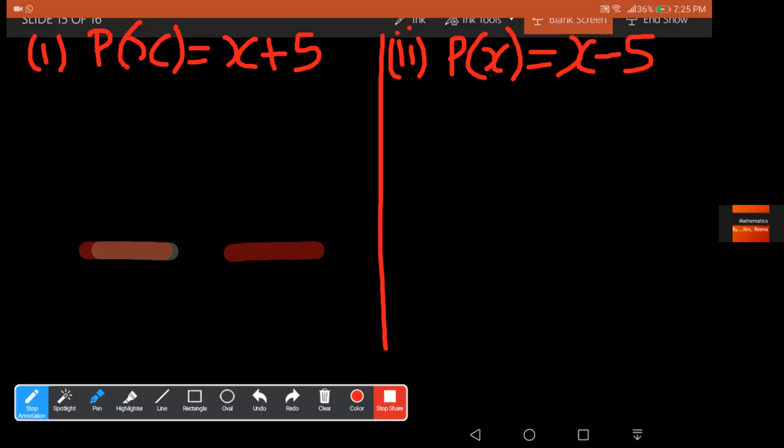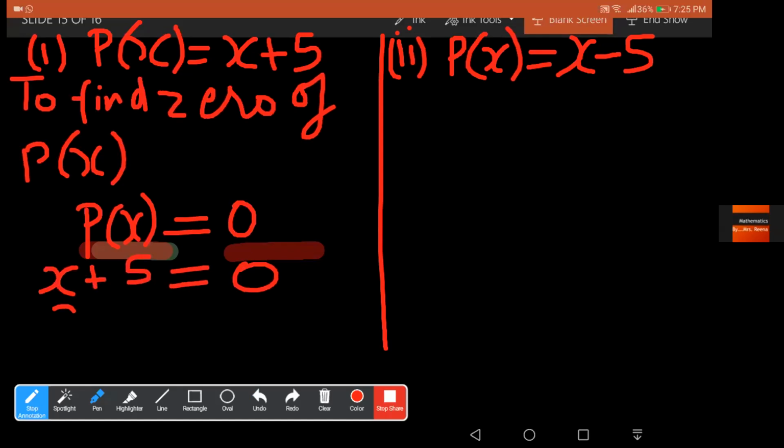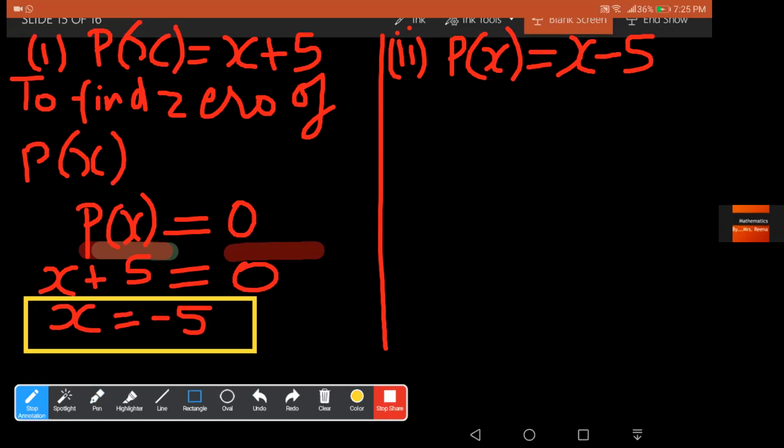So how do we find the zero of any polynomial? To find the zero of P(x), what we will do, we will take P(x) equal to 0. We put P(x) as 0. Then we will take x + 5 = 0 and x will be equal to -5. So this is our required answer. x = -5 is our required zero.